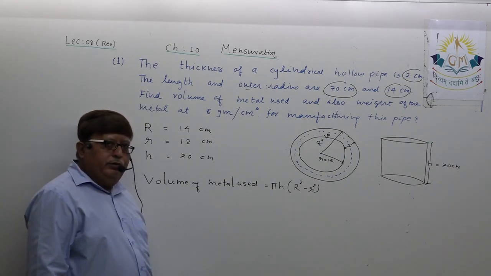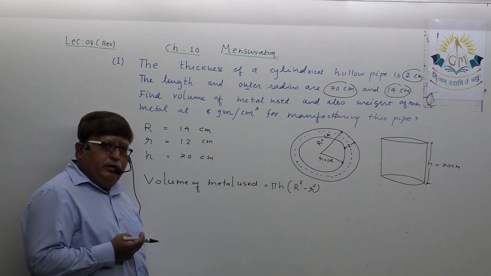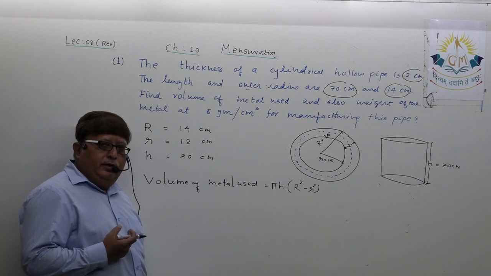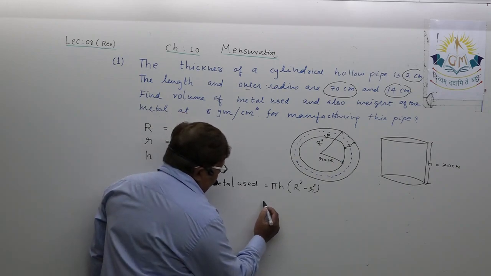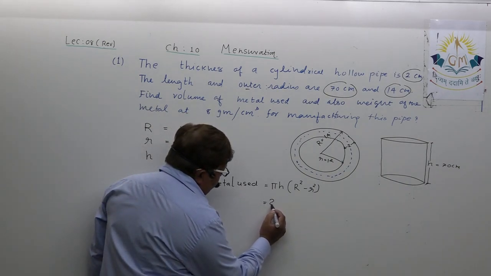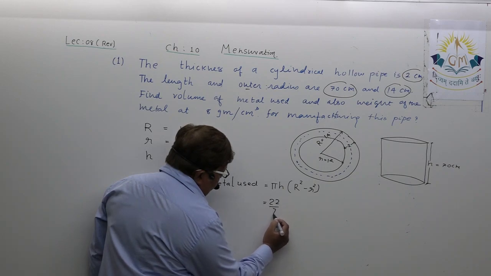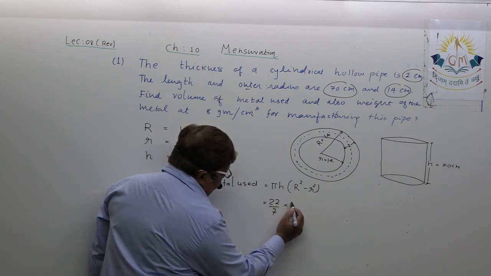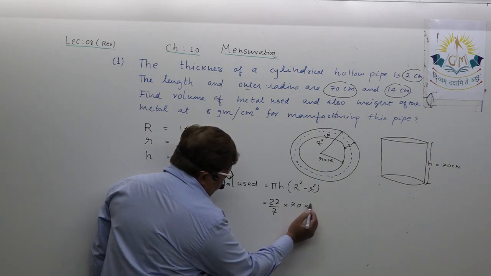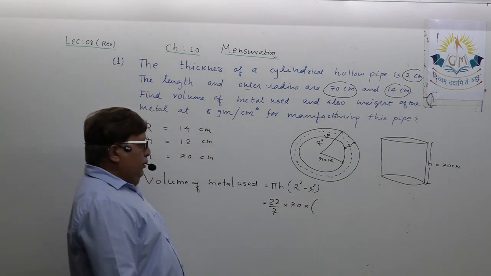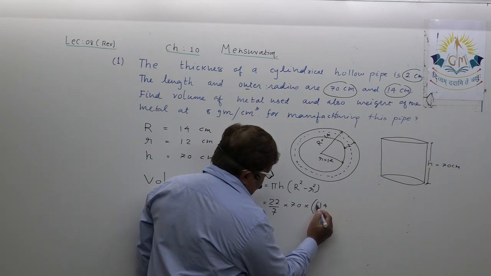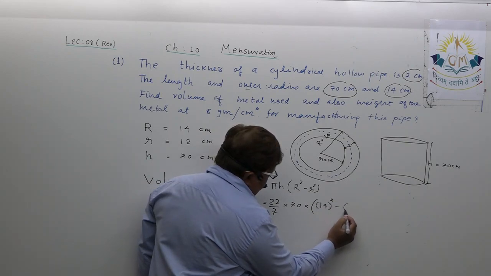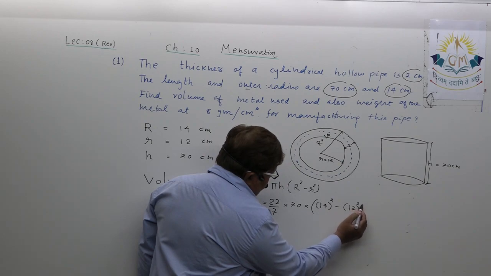How we got this particular formula? That you also know, because I just gave you an explanation of the derivation of this formula. Let us substitute. What is the value of pi? 22 upon 7 into h, 70, into capital R square, that means 14 square, minus small r square, that is 12 square.